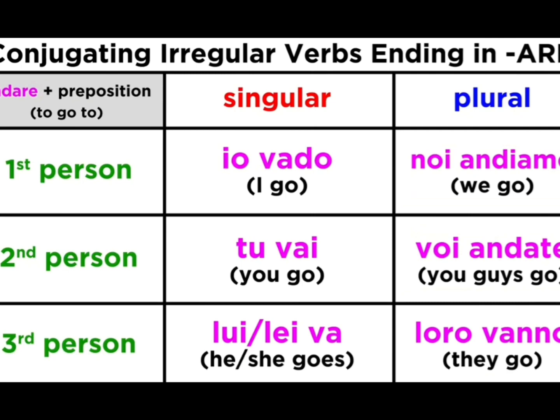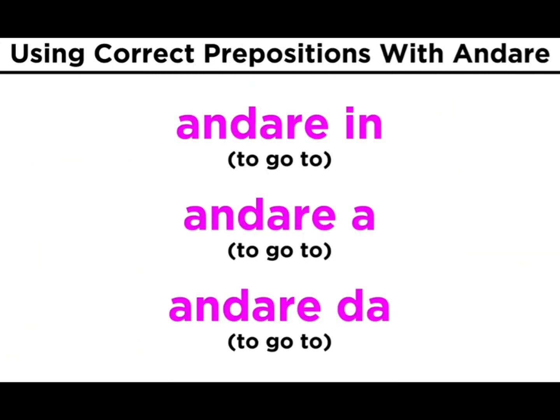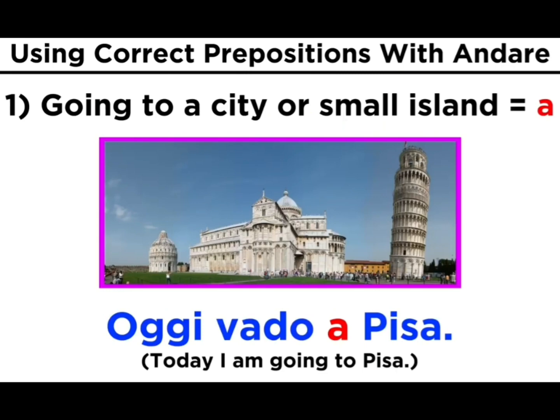The difficulty with this verb is not so much memorizing the forms, but the preposition that is required after. Andare can be followed by in or a or even da, depending on whether the movement describes entering or approaching. The usage of these prepositions is best learned by example rather than rule. So let's go through some common situations. If you are going to a city or a small island, you always use a.